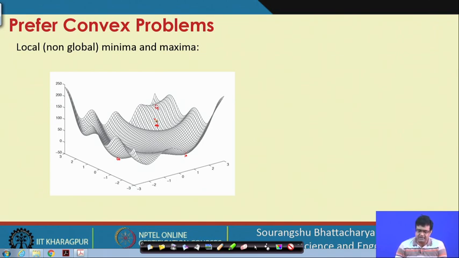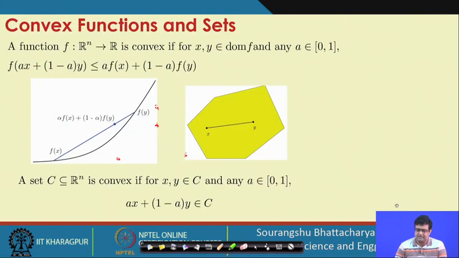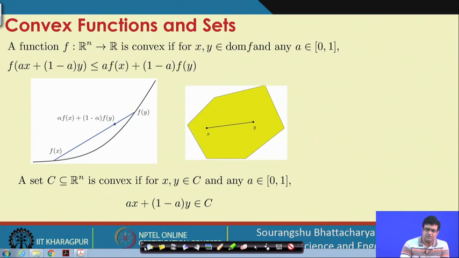We can tackle this problem if we restrict our problems to what are called convex optimization problems. So, what are convex optimization problems? First, we define the convex functions and the convex sets. A convex function is a function of this form.